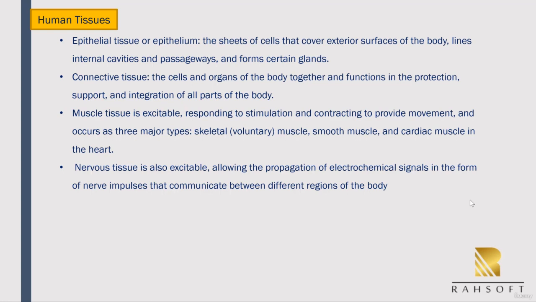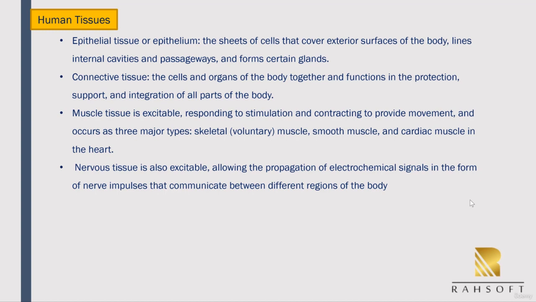Muscle tissue is excitable in response to stimulation, and the stimulation can make the muscle either contract, or when there is no electrical stimulation, it will relax. And this contraction provides movement and occurs in 3 major types of muscle: the skeletal muscle, the smooth muscle, and the cardiac muscle in the heart. And that is the main way, through electrical conduction or stimulation, that the muscle tissue moves and how your limbs and other parts of your body move as well.